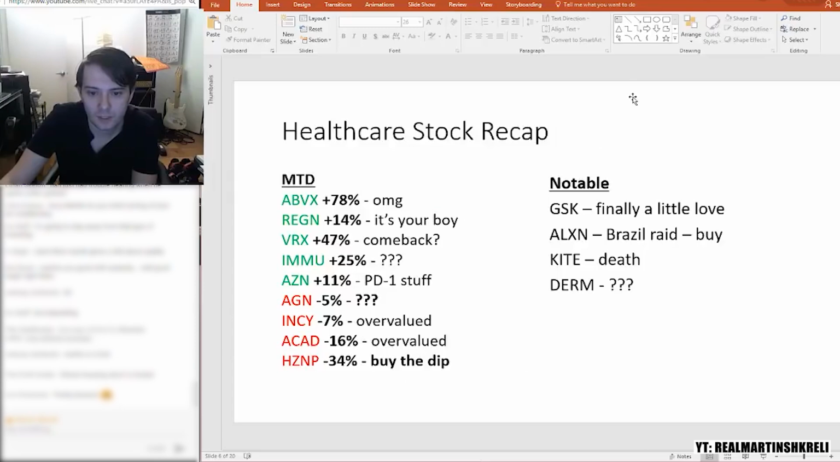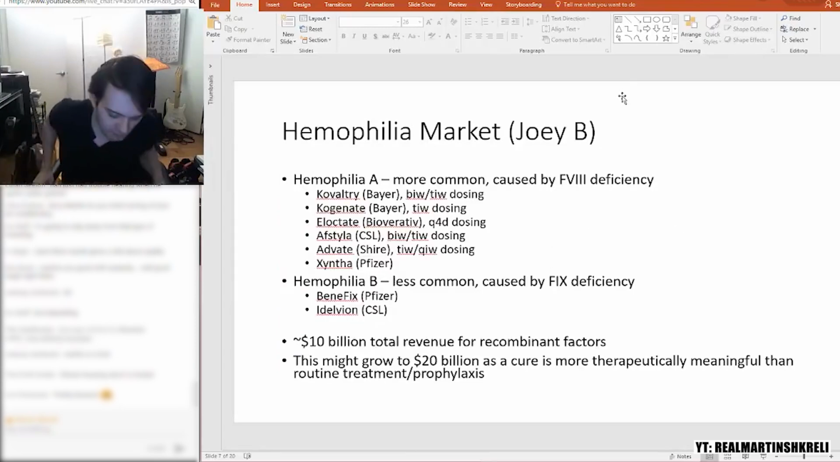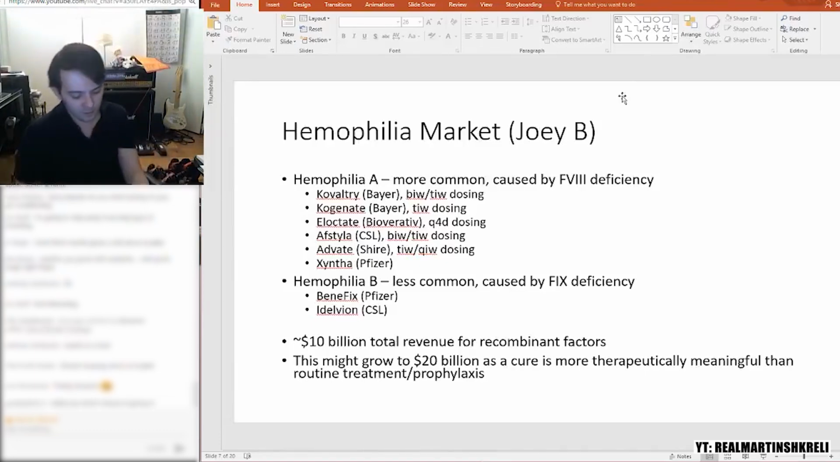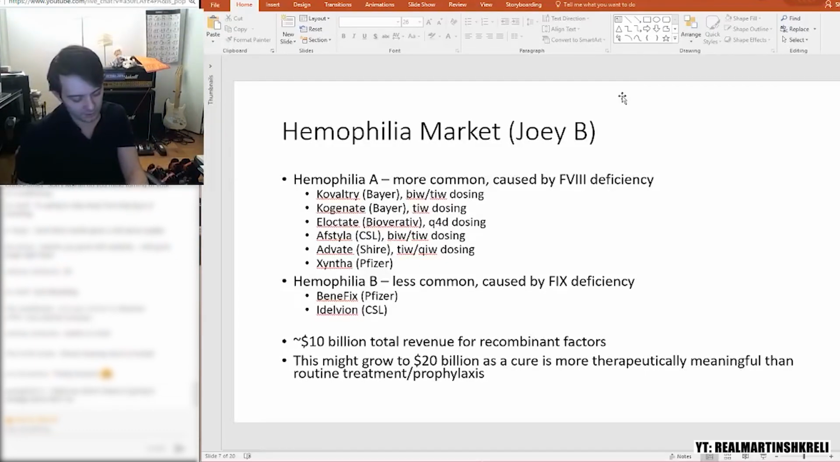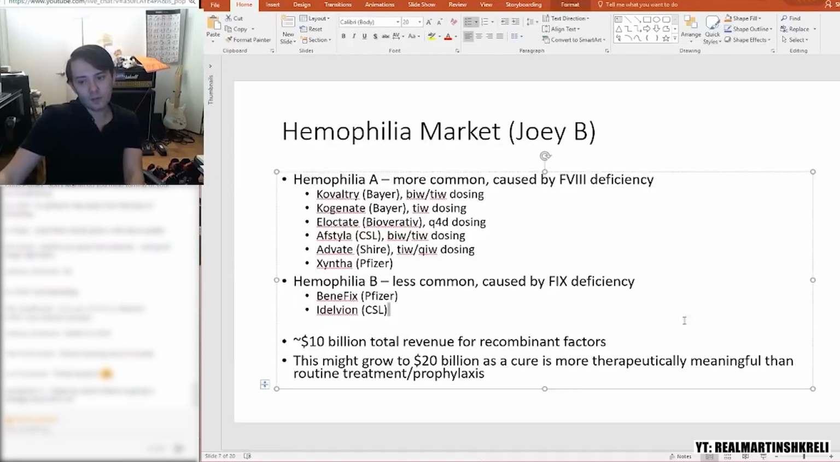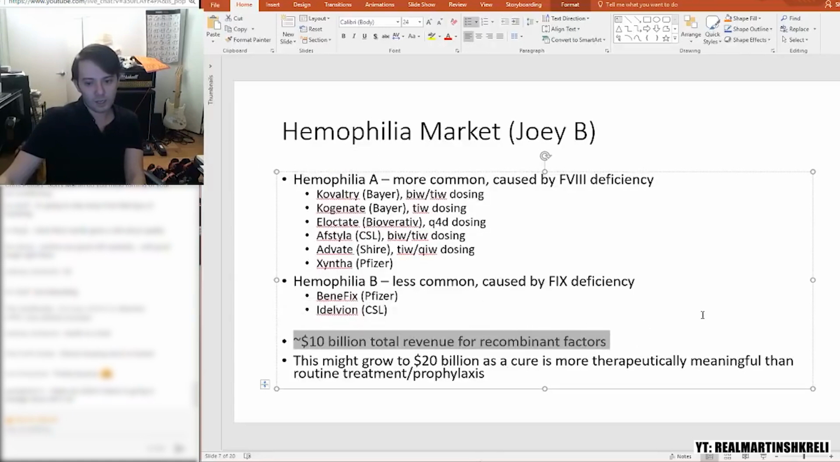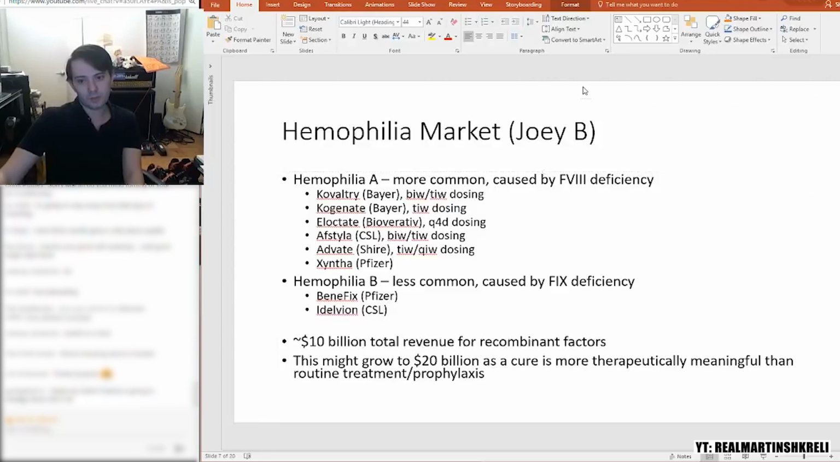Now, interestingly, I've spent a lot of time recently on this hemophilia market, and hemophilia is something that any pharmaceutical investor will have been familiar with over the last decade or two. Basically, there are these recombinant factors, either factor 8 or factor 9, and I think there's even a factor 7. But the point is hemophilia A and hemophilia B are caused by deficiency in factor 8 or factor 9, and there are a lot of big drugs that in sum generate about $10 billion. This is really one of the best embodiments of biotechnology.